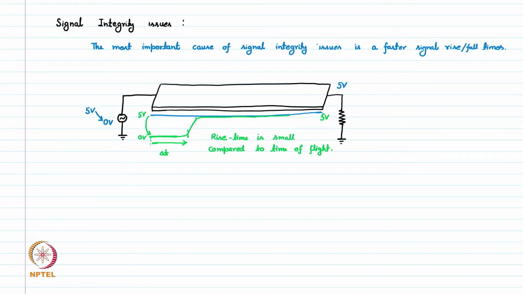Time of flight is the total time the signal takes from the input to the output. So now rise time is much smaller than the time of flight. So this is the signal integrity issue which comes because of high rise time and fall time, or the faster rise and fall time, meaning the shorter or smaller rise fall times. We can actually divide these various signal integrity issues into multiple categories.